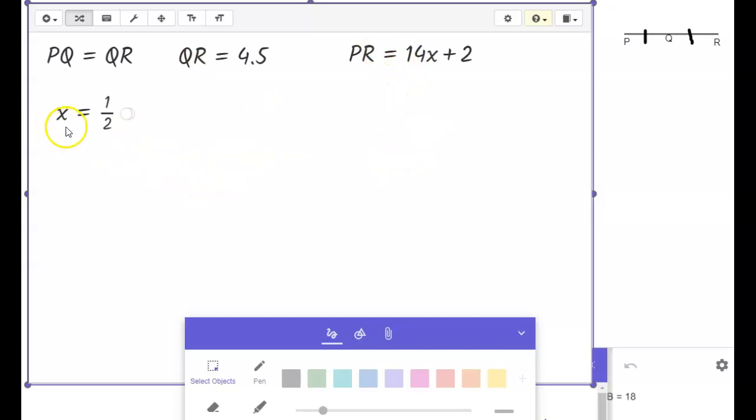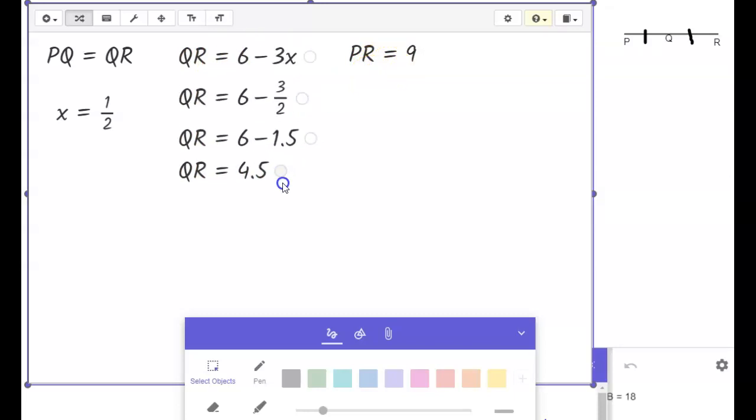PR, we can do the same thing here. Bring that x over. Since it's just 1, we don't have to do the space bar. And we can put that there. Multiply it. And we add. And we have that PR is 9. So basically what that's telling us is that QR is half of PR, which is 9.